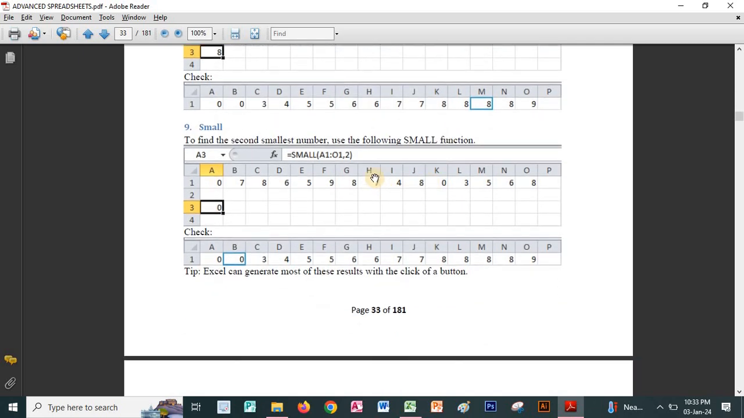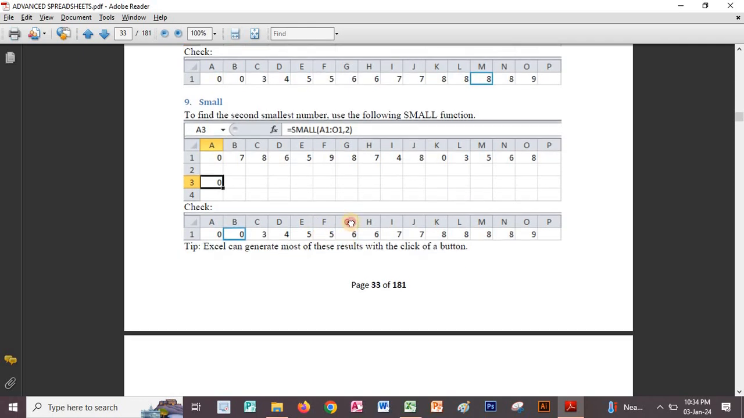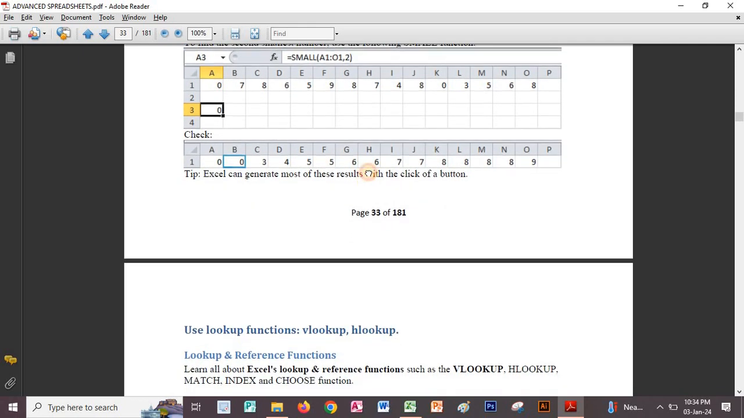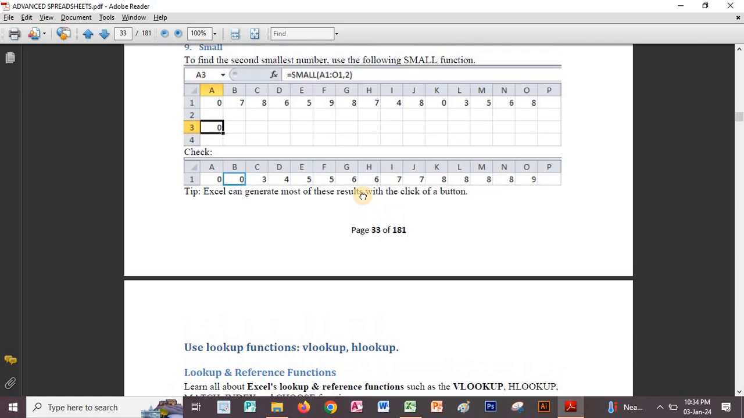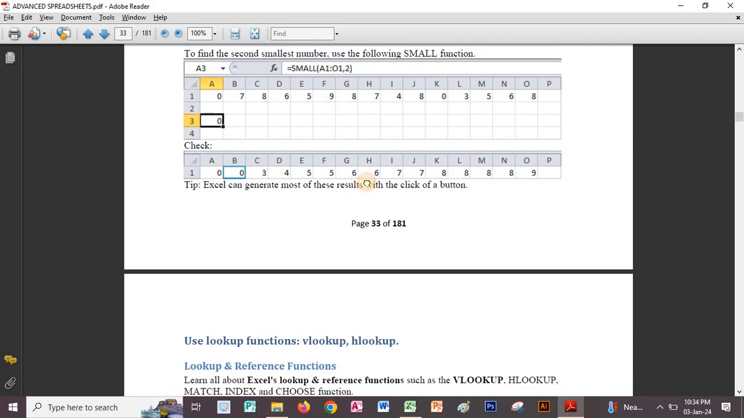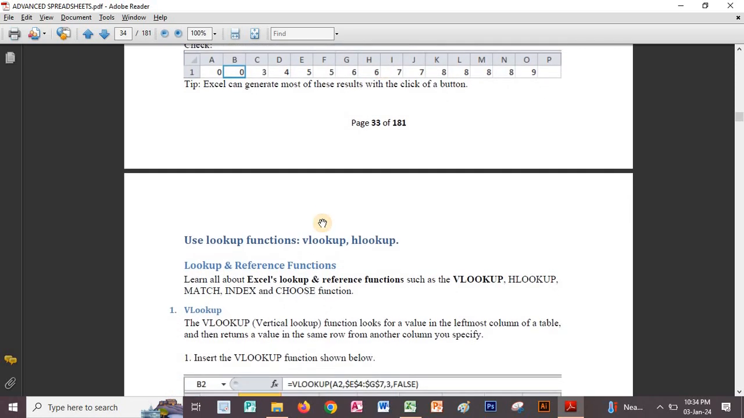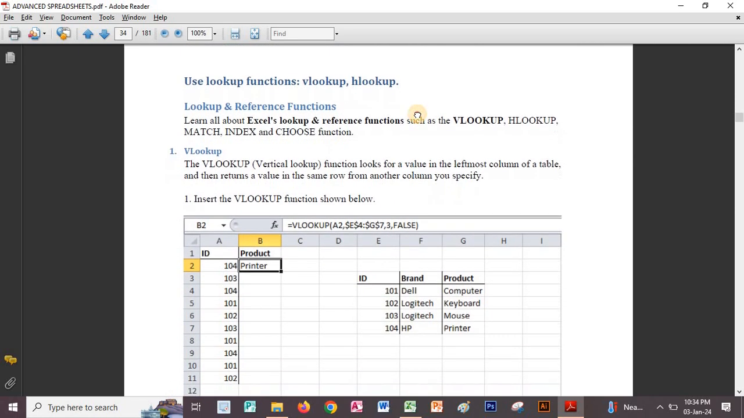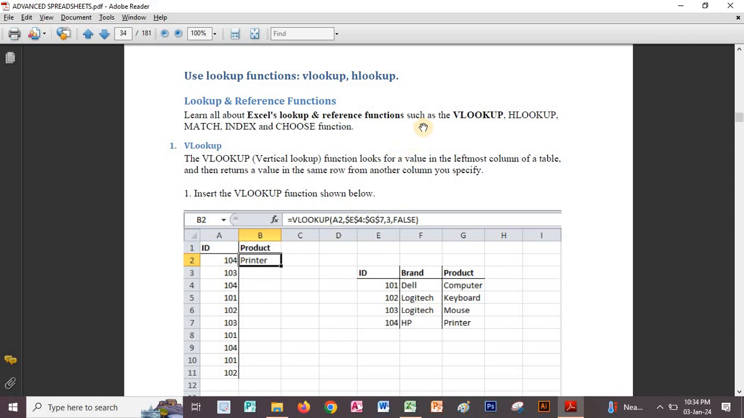Small is the opposite of large. The smallest second, then you can move along like that until you find the one that is the smallest according to the nth number. Either it is 1, 2, it is going to be different accordingly. So now let us look at lookup functions.